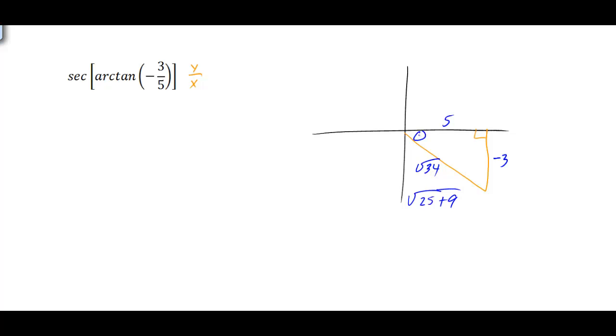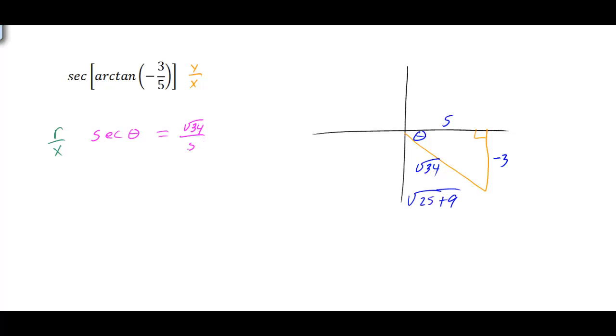So again, that allows us to locate our triangle and label the triangle. Now we're simply looking for the secant. Well, we know the secant is going to be equal to r over x. Remember, the secant is the reciprocal of your cosine function. So the secant then would simply be the square root of 34 over 5.